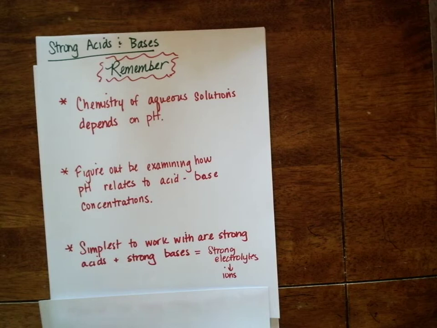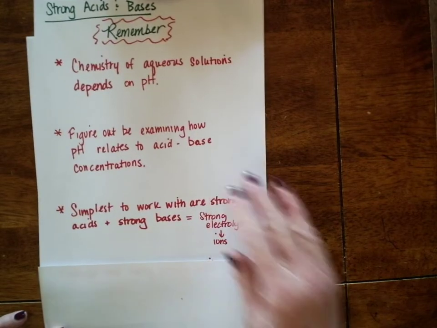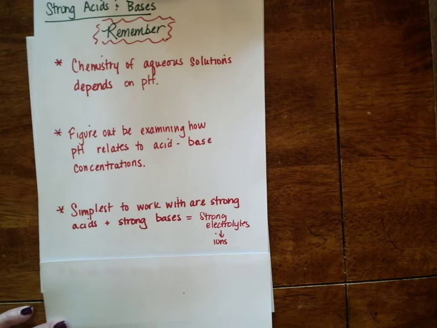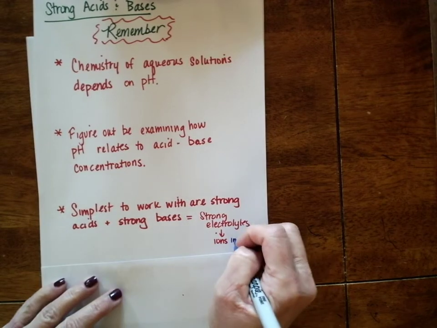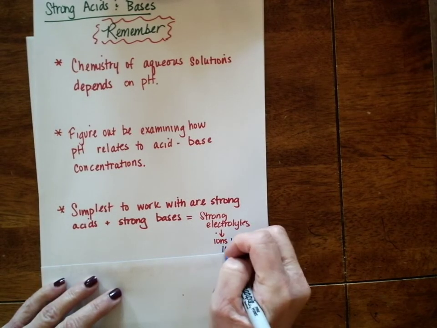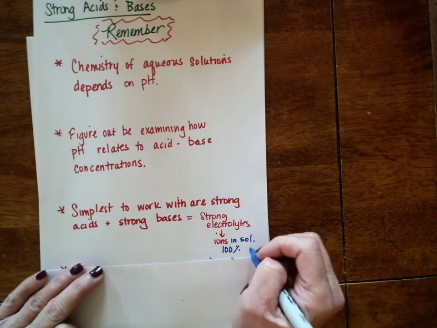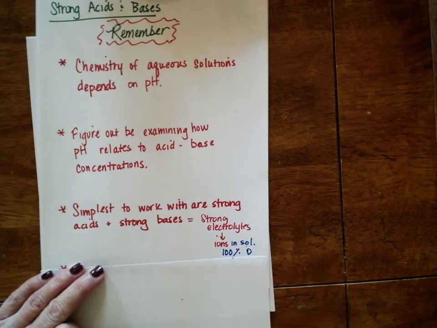When we look at all of these things, remember that the simplest things to work with are the strong acids and the strong bases. So I'm going to start with them first, and we'll work through the problems that involve those things before we go into our weak acids and our weak bases. Remember, if I have a strong acid or a strong base, then I have strong electrolytes, which tells me that I have ions in solution and pretty much 100% dissociation. I'm just going to say 100% D for dissociation.